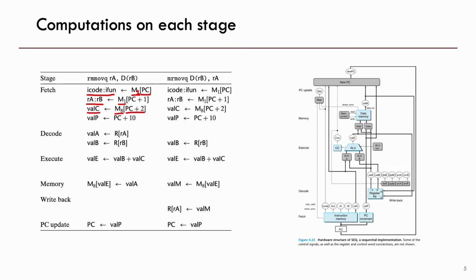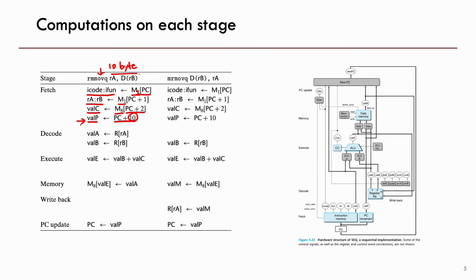And then next we store PC plus 10 to valP, and actually PC plus 10 is the address of the next instruction. Why? Because the rmmovq instruction is a 10 byte long instruction, right? So that's why we add 10 to the PC. And then this valP is one of the candidate values which we'll select in the PC update stage.